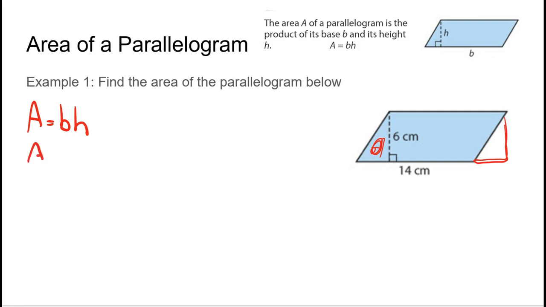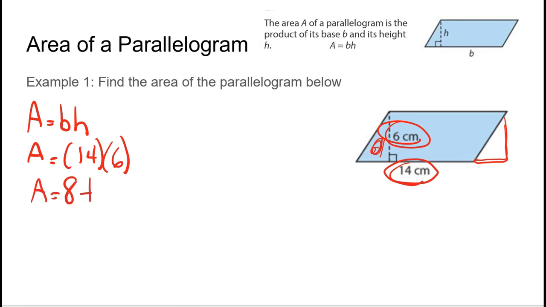So I have area equals, my base is this number right here. That's my 14. My height is this number. It's from the top of the parallelogram to the bottom of the parallelogram, and that is 6. And I need to remember when I have two numbers next to each other like I do here, without a sign in between them, that means I'm going to multiply. So what I'm really doing is 14 times 6. And when I do 14 times 6, I get 84.